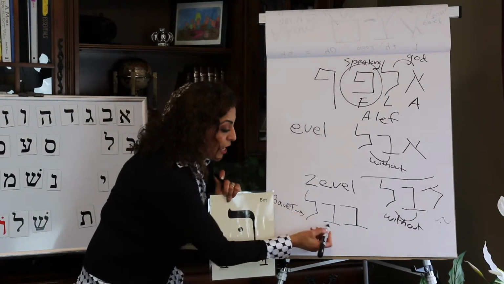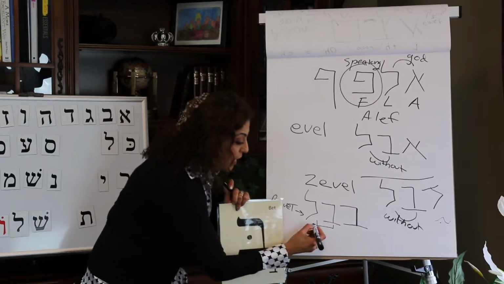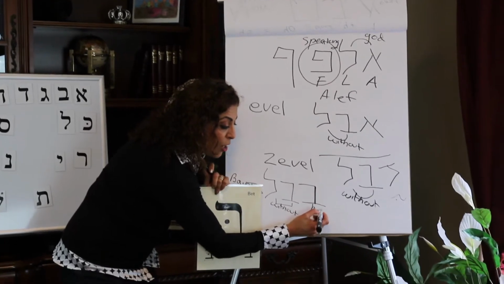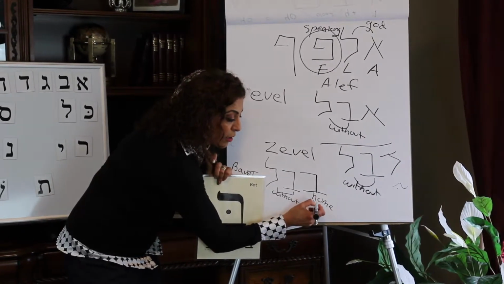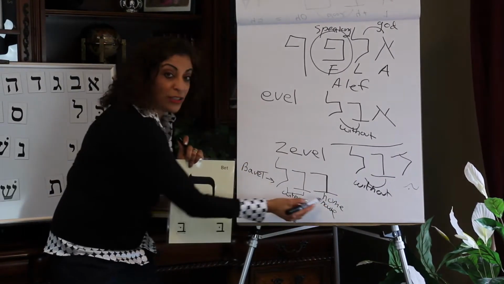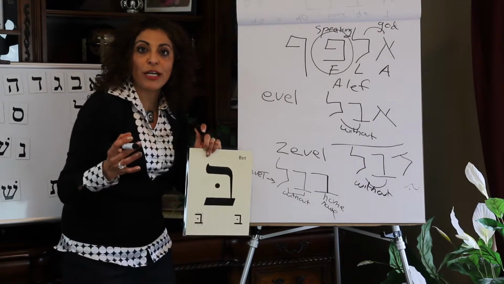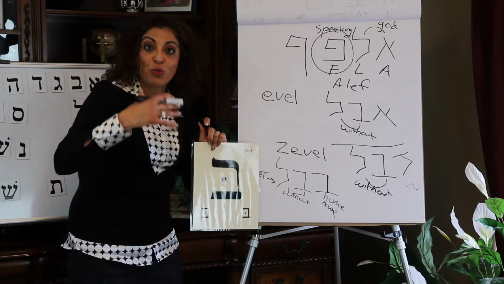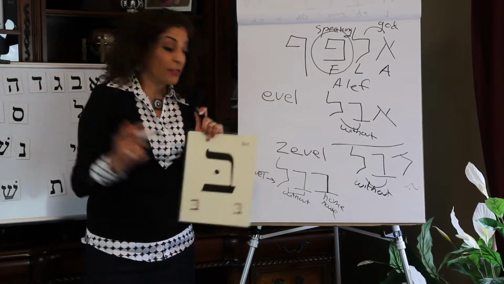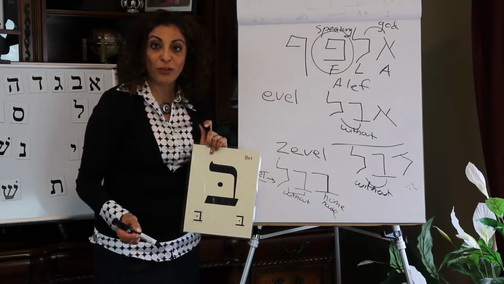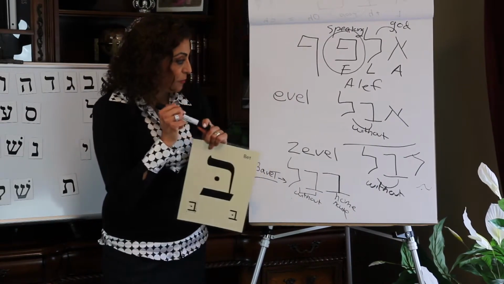Look at the words. Bel means without, and bet means a home or a house. Without a house is Babel. There's nothing, there's no connection, there's diaspora. When we say the Jews are in the diaspora, they're in Bavel, without a home. Without a home. That's Bavel.